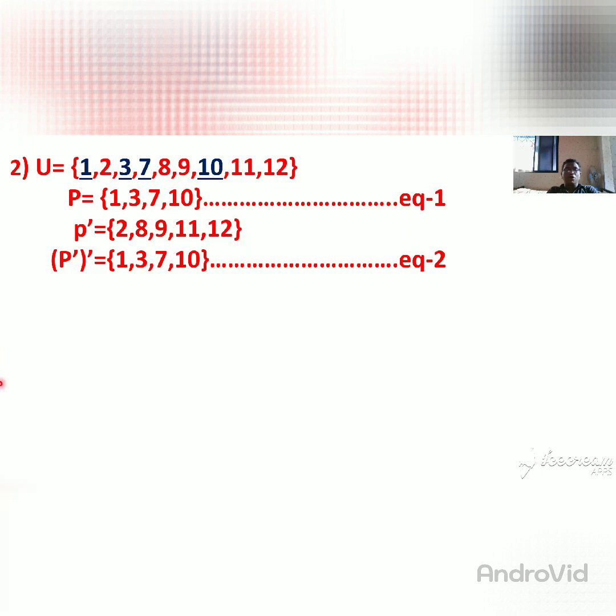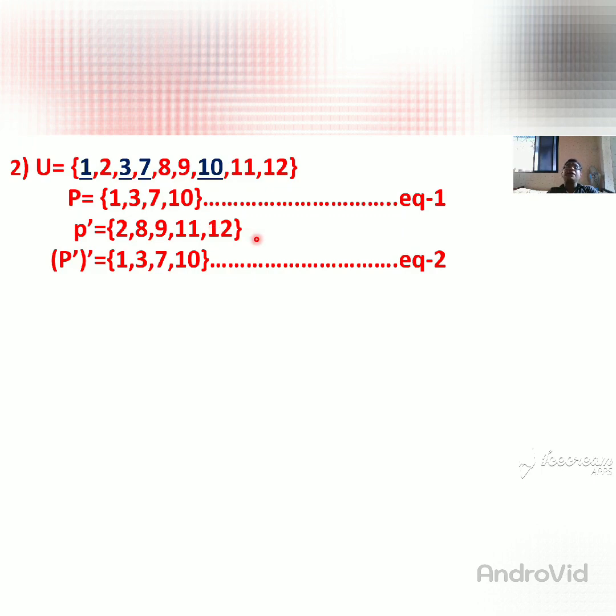What they are saying is P complementary. So P complementary means what? See, these are the complementary elements, this is the P complementary. The universal set has 2, 8, 9, 11 and 12. So these elements are the complementary of P, and I want to write the complement of P as P dash.